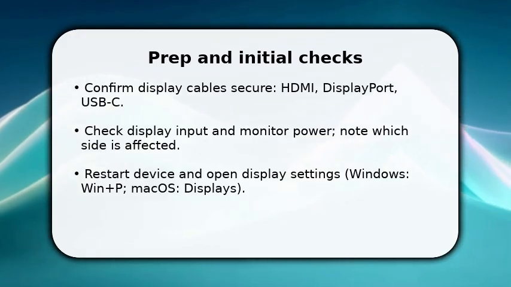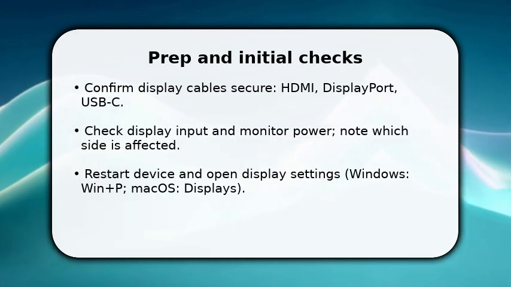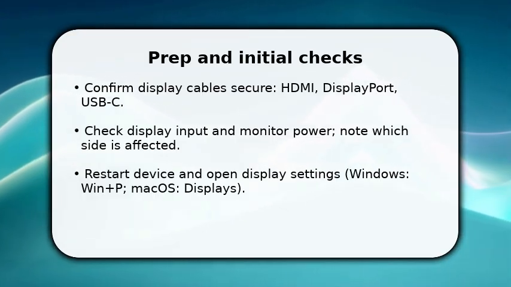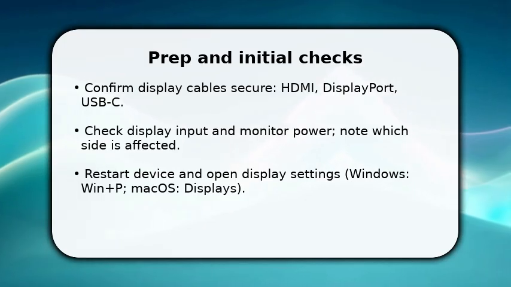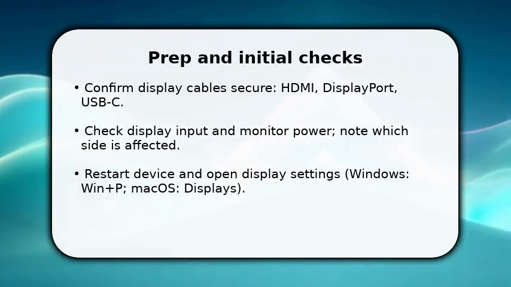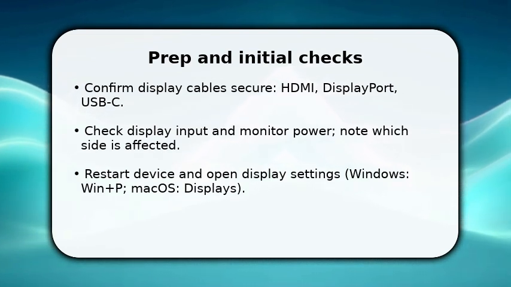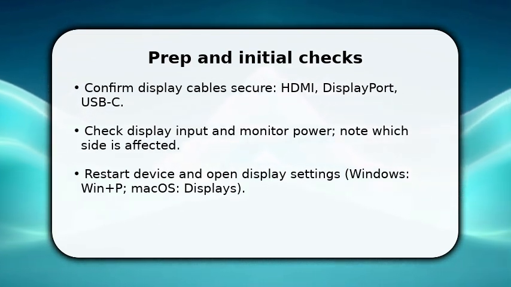Then open Display Settings. On Windows, press Win+P, and on macOS, go to System Settings, Displays. This locates which display is active and whether the system detects duplicates or an extended desktop. That diagnosis directs the next steps.